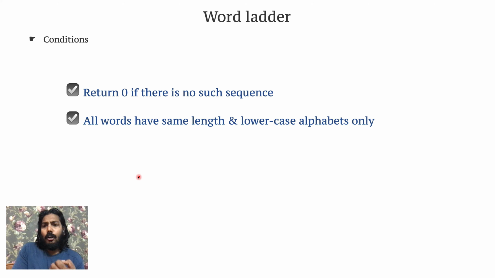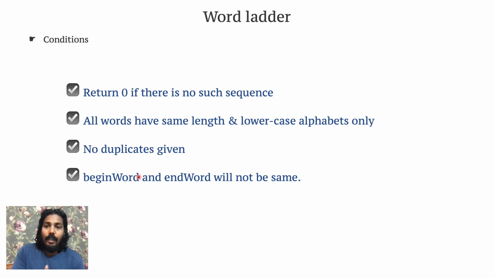Next, all words have the same length and are lowercase alphabets. And no duplicates are given, which is very good. Begin word and end word will not be the same. Of course, if the begin word were equal to the end word, you would not touch the word list; you would just say problem solved, I've already reached the end word. So that is not the case here. The given list of test cases will always have a solution.